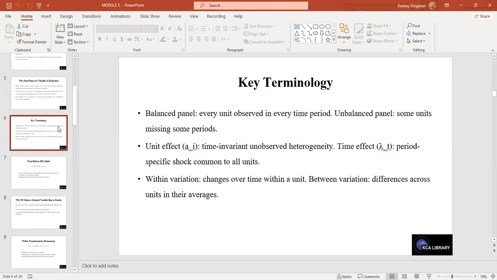Let's look at some of the key terminologies. What is a balanced panel? A balanced panel is where every unit is observed in every time period. In an unbalanced panel, some units are missing in some periods. Then the unit effect is the time invariant unobserved heterogeneity, while the time effect is the period specific shock common to all units. Within variation is the change over time within a unit. Between variation is the difference across units in their averages.